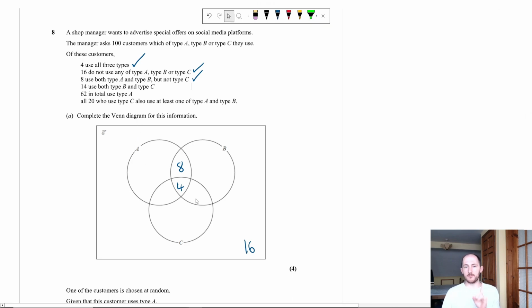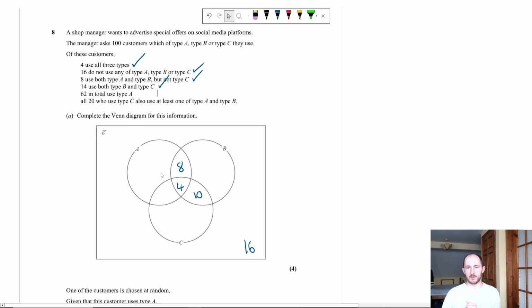Now here's where you need to be really careful, because in this part, it specifically said not C, which means we don't count the 4 over here. But in this case, it says 14 use B and C. B and C is going to be this whole overlap here, which includes the 4. So 10 goes here, because 14 in total use B and C. That includes the people that use A as well.